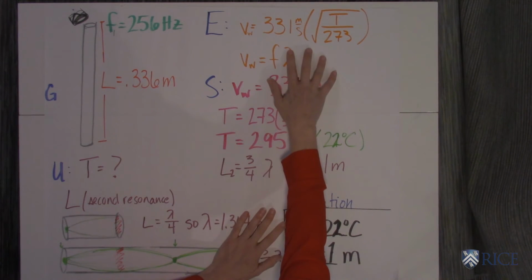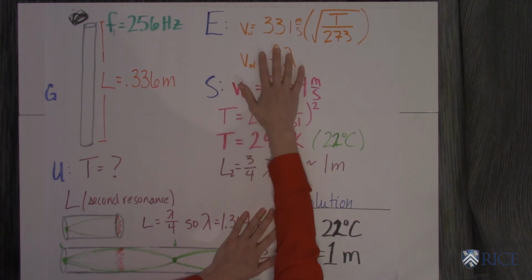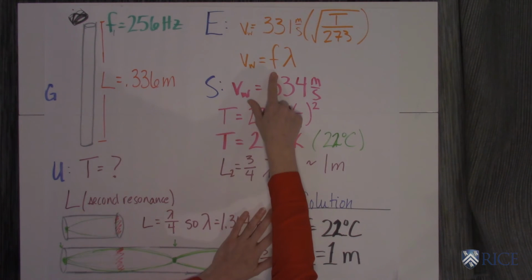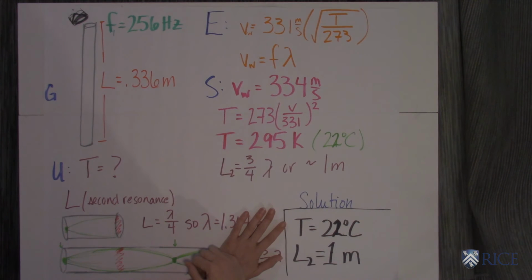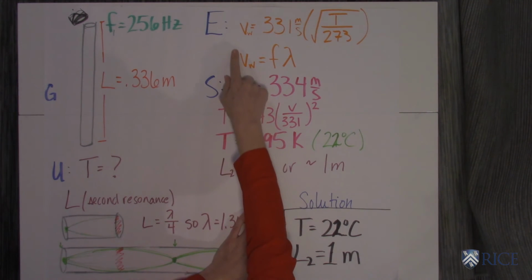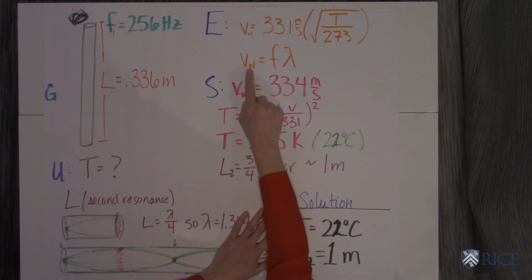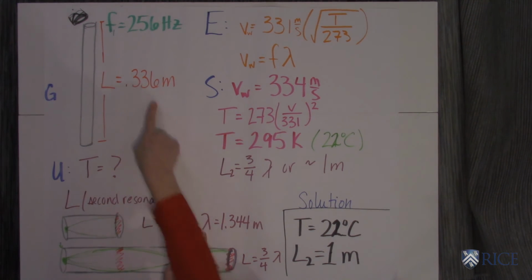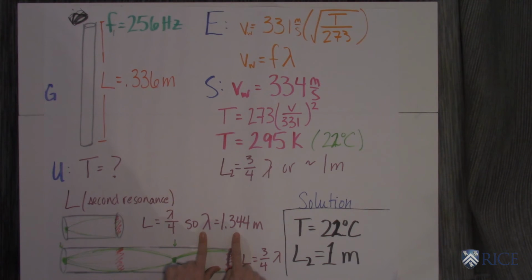We've got this equation. It's for the speed of sound in air for a certain temperature. And we know that the frequency times the wavelength is equal to the velocity. So that information is going to give us all we need to figure out what the temperature in the room is. So you know that if you plug this in right here, this length has to be 1/4 of a wavelength. So your wavelength is that times 4, or 1.344 meters.